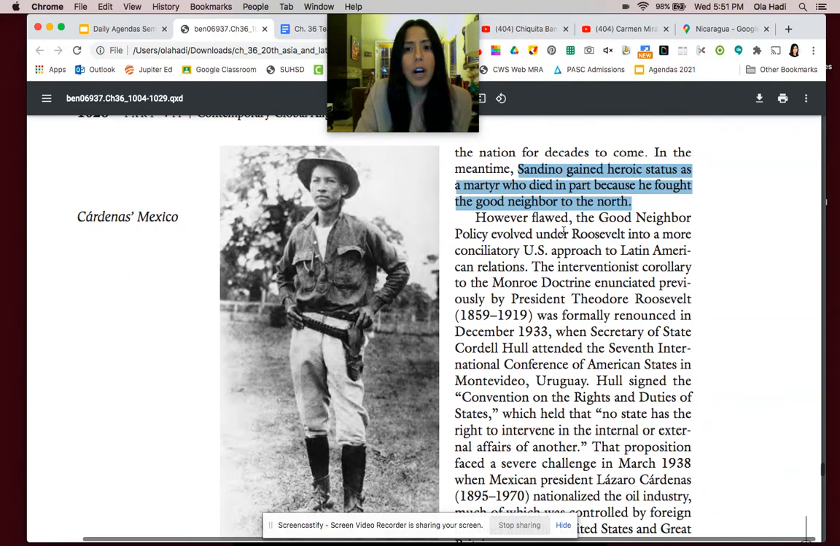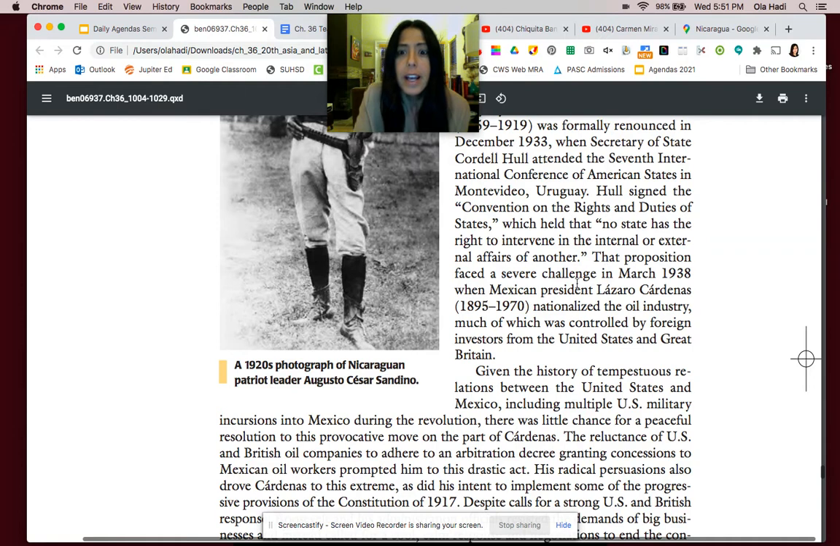Now, one thing you need to know is that you can think of the good neighbor policy as cultivating a more conciliatory approach toward Latin American relations. So conciliatory is to create a more peaceful relationship, to rebuild trust. We see that when Cordell Hull, the Secretary of State in 1933, attends a conference where he basically says that the Roosevelt Corollary is no longer in effect. So you can read about this in your book.